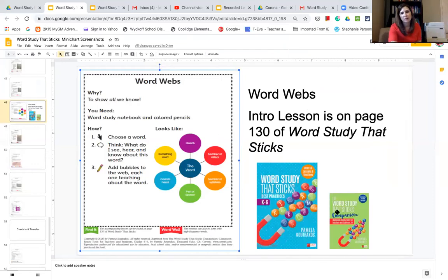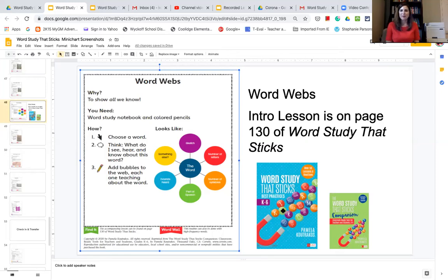So today I'm going to show you Word Webs, and this is the primary mini chart that can be found in the green book, the Word Study That Sticks companion, but the lesson where we first introduce it can be found in our Word Study That Sticks book. And when we're doing this routine, the very first thing that we're going to do is choose a word, any word. This word could be from any of the lists that a teacher or parent provides in any subject area. And it's just a way to study everything that we know about the word and show it off.